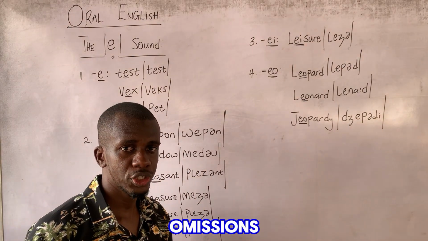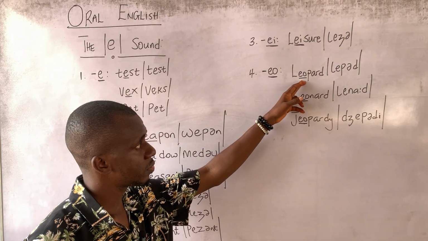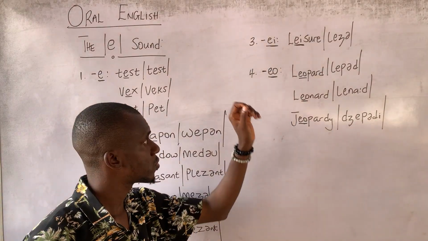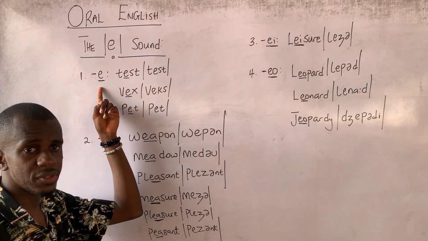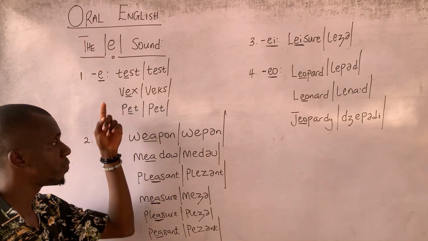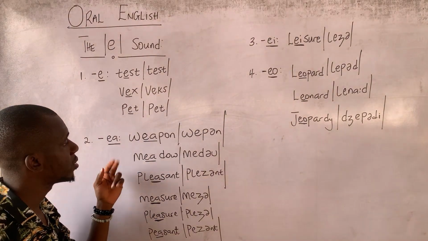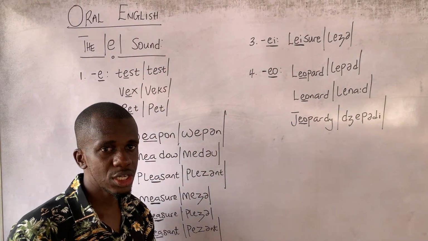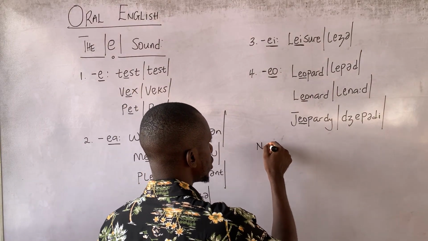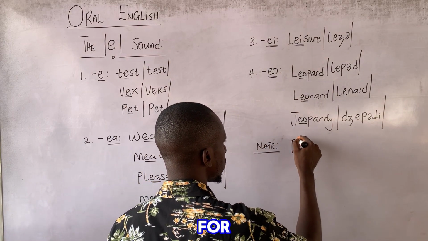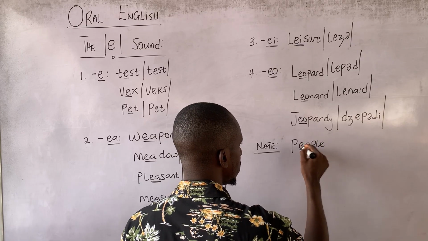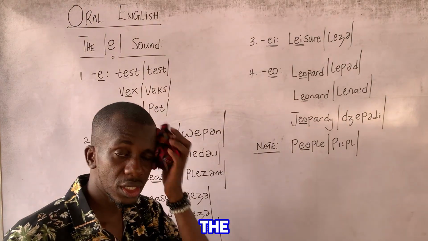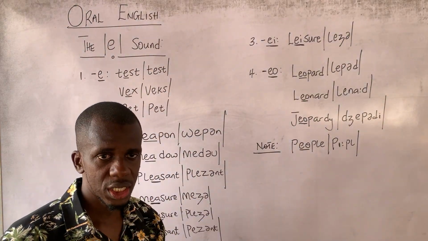There may be some omissions, but do focus on the letters that generate the sound. So from where we began, we have the E as in letter E, the E in letters EA, the E in letters EI, and the E in letters EO. But you do recall that in a word, for example, as people, the EO here has a long E sound.